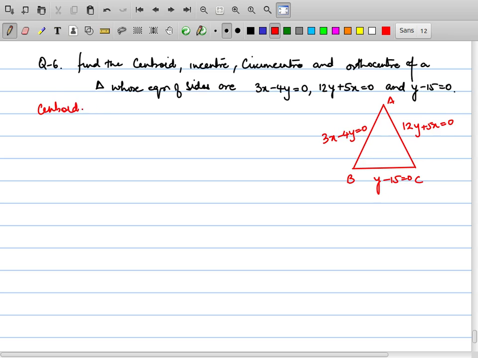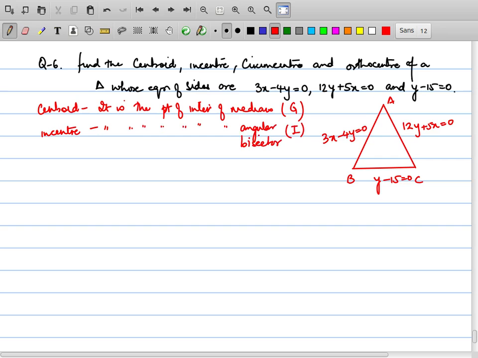What is centroid? It is the point of intersection of the medians. It is represented by G. Similarly, incenter, it is the point of intersection of angular bisectors. It is represented by I. Similarly, circumcenter, it is the point of intersection of the perpendicular bisectors of the sides. It is represented by O.